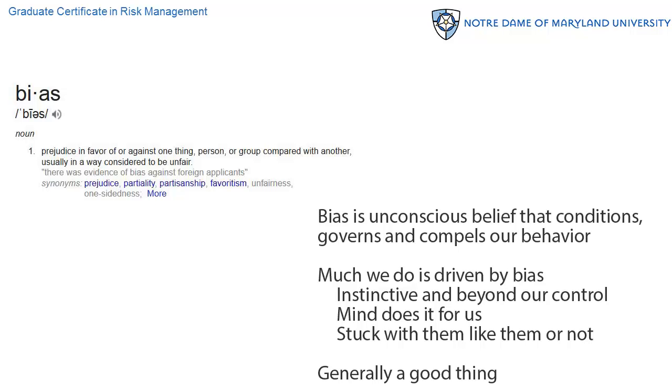Humans rely on bias and assumptions. Bias is that unconscious belief that happens to condition, govern, and compel our behavior. A lot that we do is driven by bias, and the problem with this, like some other shortcuts, is they are instinctive and beyond our control. The mind just does it for us. Generally, they're a good thing, but we're stuck with them whether we like them or not, and whether or not the result of the bias is a good thing.